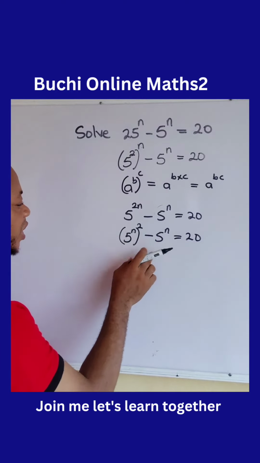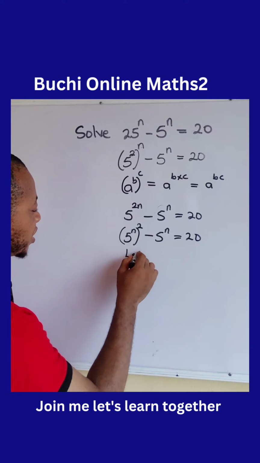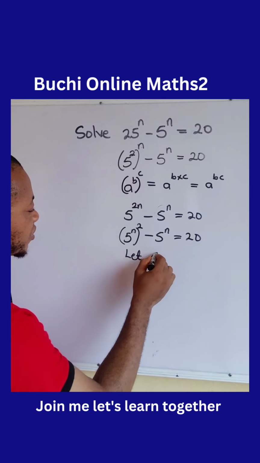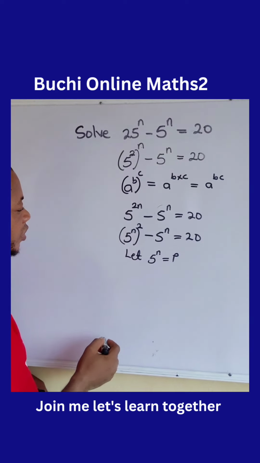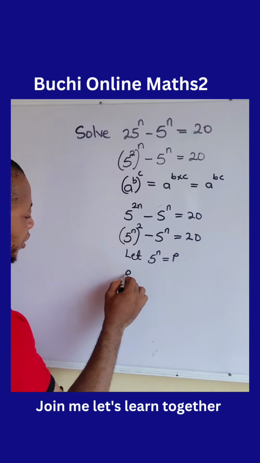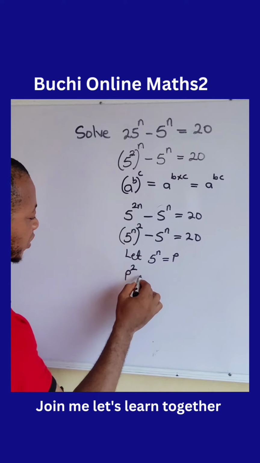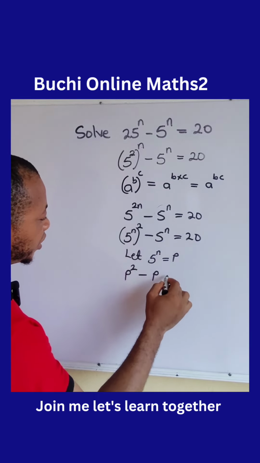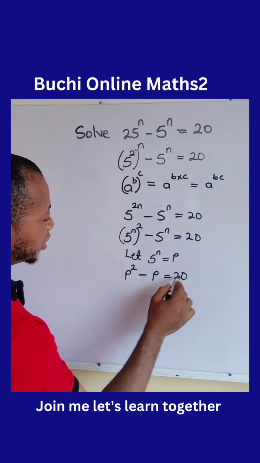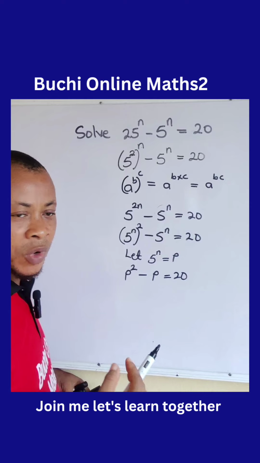Therefore, let us represent 5 raised to power n with a letter. So we can say let 5 raised to power n be called p, so that we will have p, because the whole of this inside the bracket will be p, then p raised to power 2, that's p squared, minus p, equals 20. So what we do now is to try and form a quadratic equation.